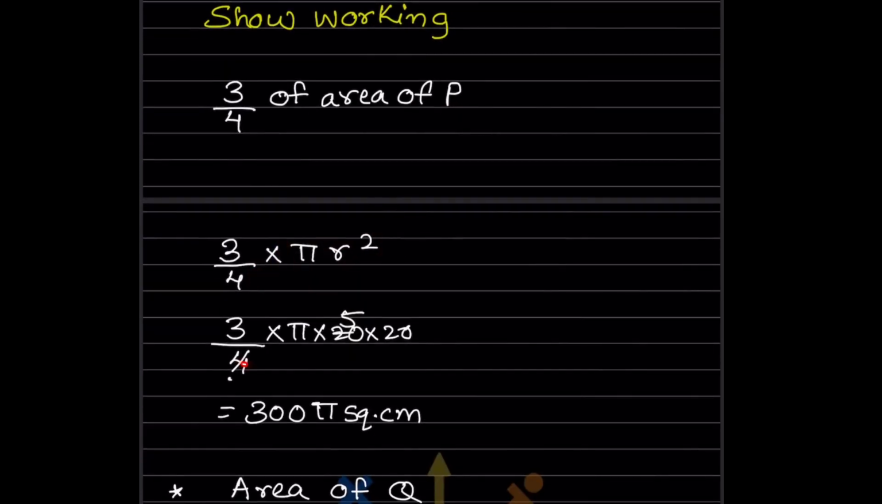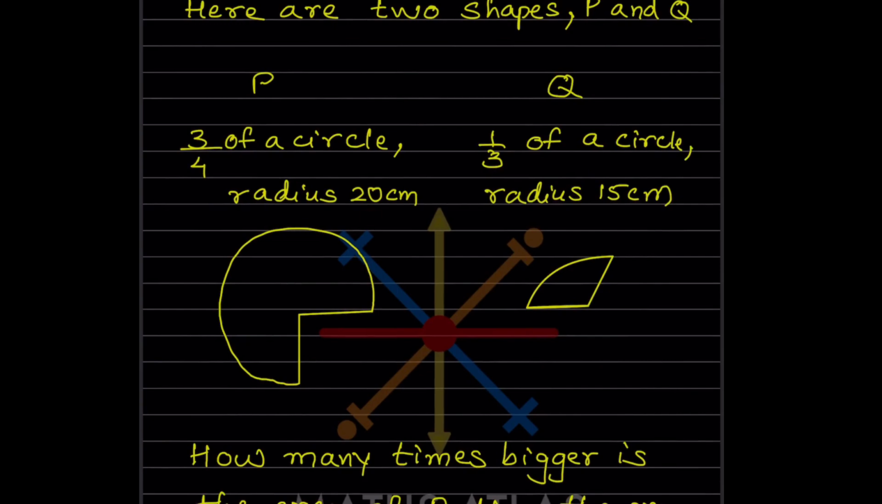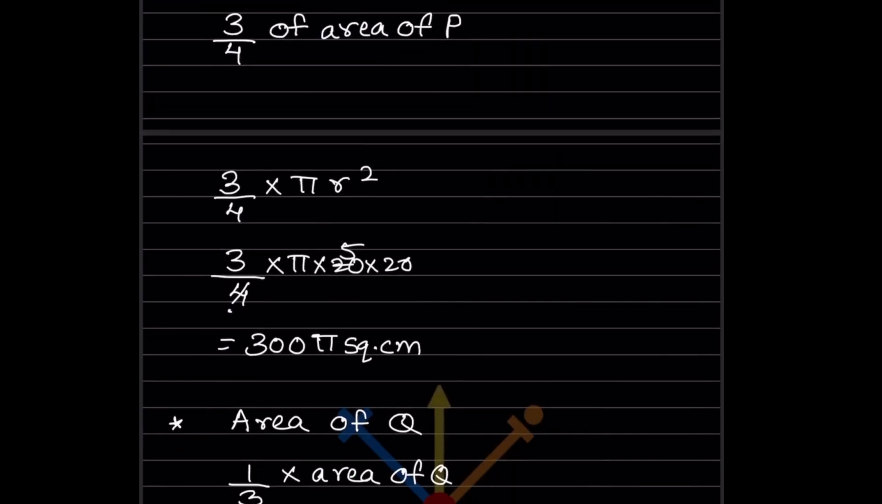So now 3/4 into pi. r is given as 20, so we'll write 20 into 20 because that is r squared. Now 4 ones are 4, 4 fives are 20, and 15 twos are 30. That will be 300 pi. Since it is an area, we'll write square centimeter because the radius is given in centimeter.